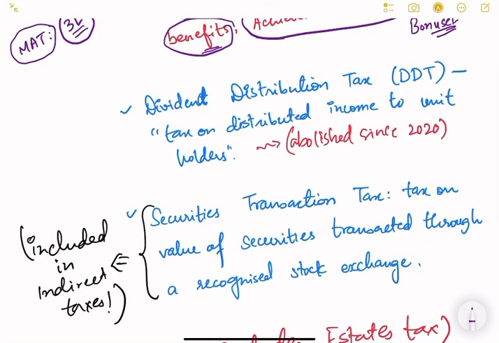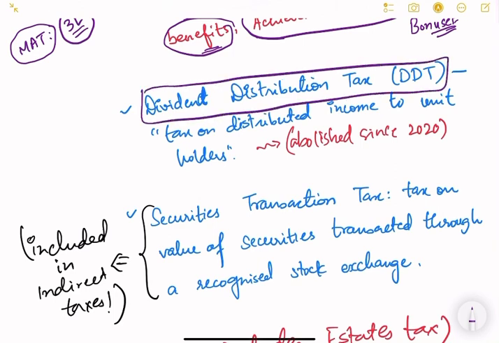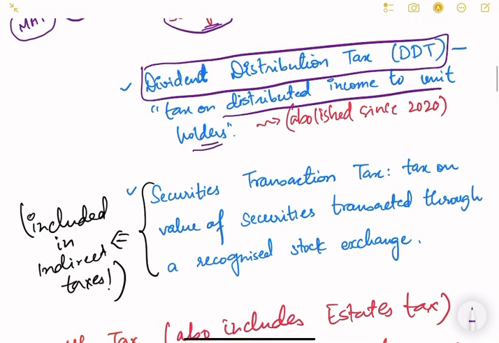Then there is another kind of direct tax which is known as Dividend Distribution Tax, DDT. It is a tax on distributed income to unit holders. For example, there is a Reliance company. The Reliance company is paying dividend of rupees 2000 per share annually to its shareholders.